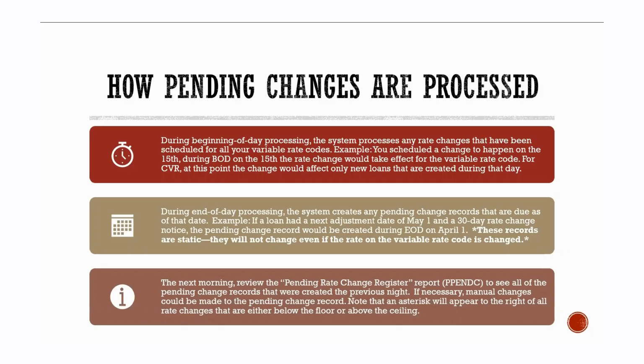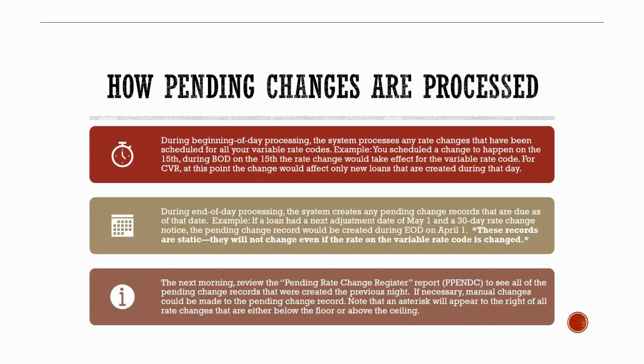So during beginning of day processing, the system processes any rate change that has been scheduled for all of your variable rate codes. So if you schedule a change to happen on the 15th of the month, during beginning of day on the 15th, the rate change would take effect for that variable rate code. At this point, the change would affect only new loans that were created during that day.